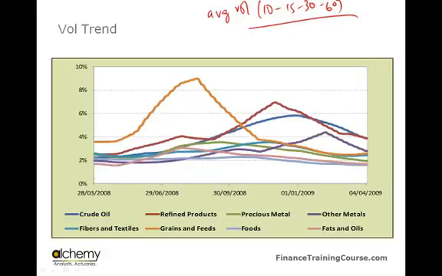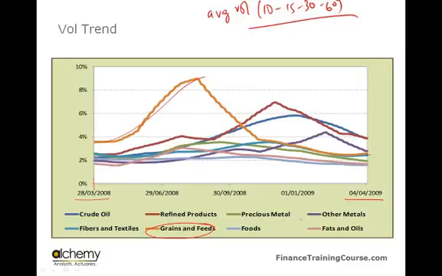And the data set is a little smaller. We're looking at 28th March 2008 to April 2009. You can see that for grains and feeds, which is this line, vol went from about 4% to 10%, and then came down all the way to about 3%.